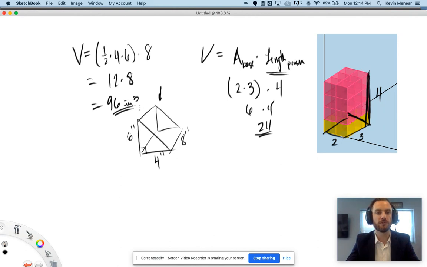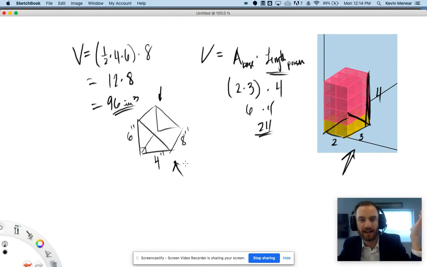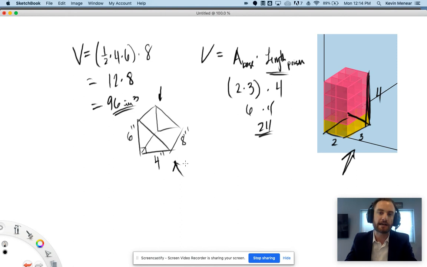Cool. That's how you find the volume of any prism. You might say to me, well, what if the prism has a base that's not a rectangle, like in this case, or a triangle, like in this case? What if it's a pentagon or some crazy polygon with 87 sides? Well, you do the exact same thing. You find the area of the base and multiply it by the length of the prism. It's as simple as that.